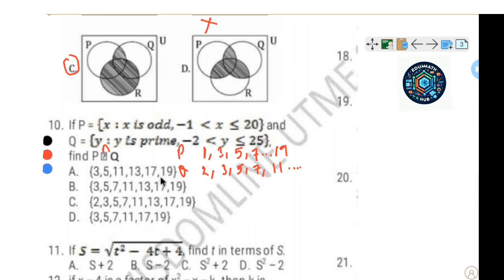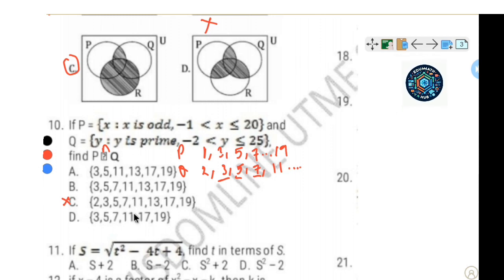Now if you look at these options, option A, if anyone has 2, is wrong, because 2 is not common to this set. So what is common is 3, 5, 7. 9 is not common either, because 9 is not a prime number. So you should have 3, 5, 7, 11, and so on. Let's check this one: 3, 5, 7, then you have 11.